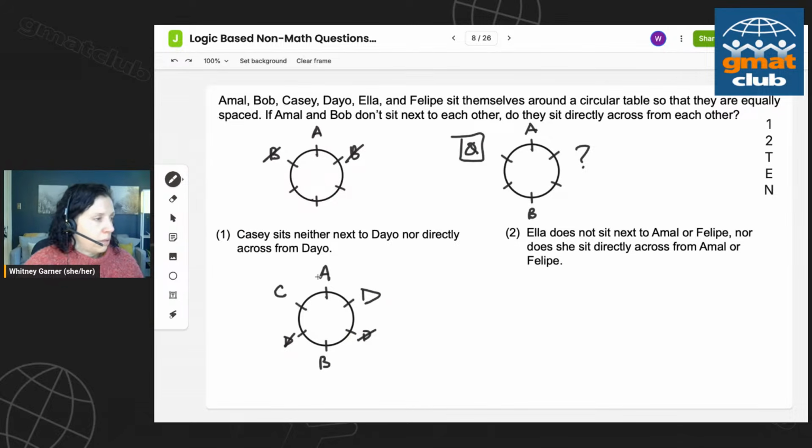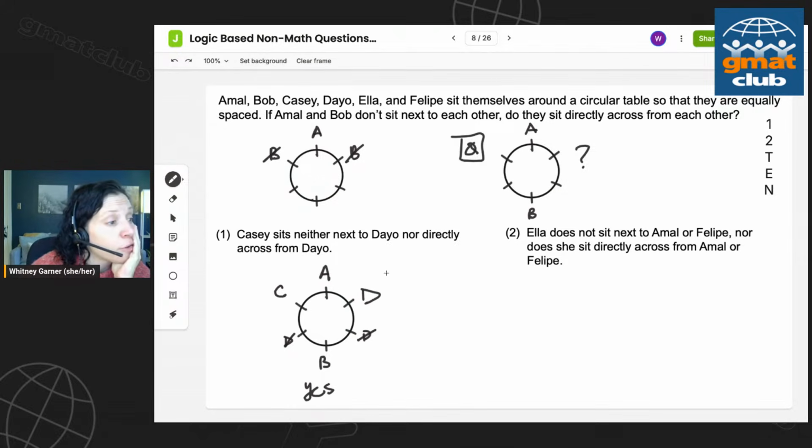We've got Amal hanging out wherever. We've got Casey sitting next to Amal. And we can move things around, but we've got Casey sitting next to Amal. And we've got one scenario where Casey sits neither next to Deo nor directly across from Deo. Yep. And if I put Deo here and Bob goes here, then how do I answer the question? Do they sit directly across from each other? The answer is yes.